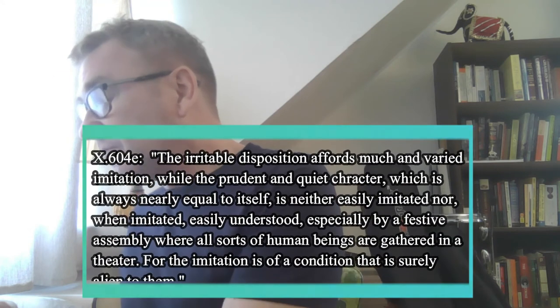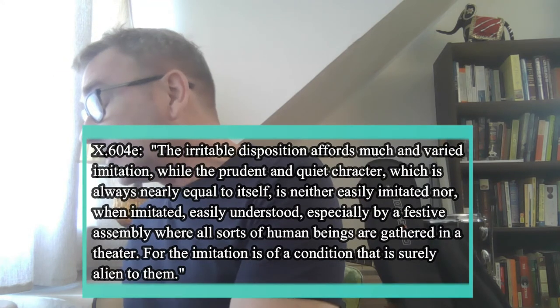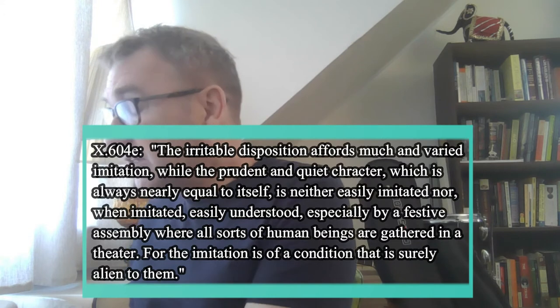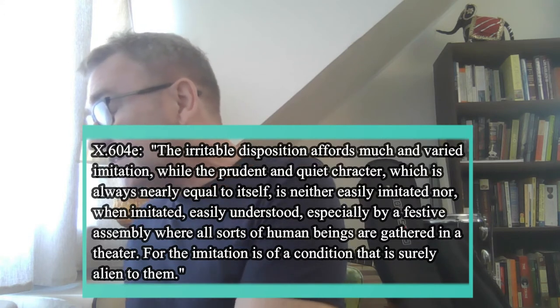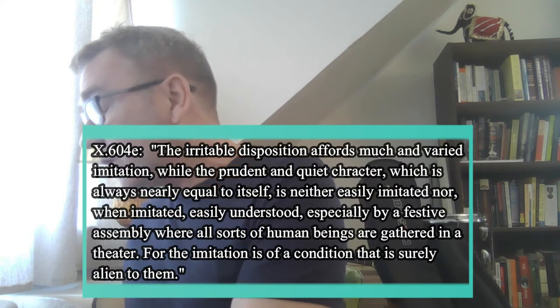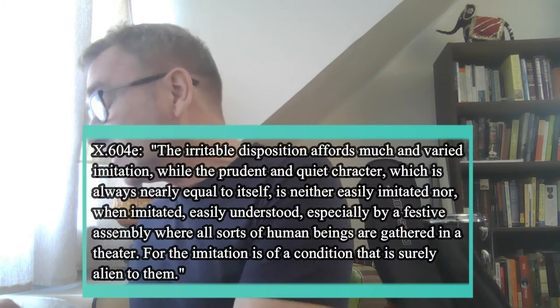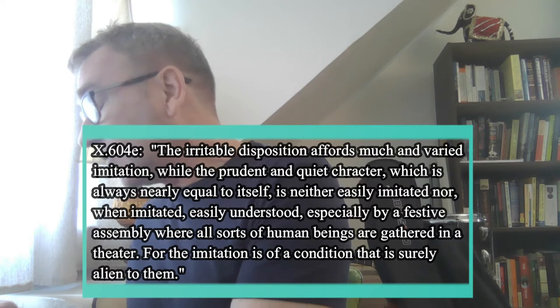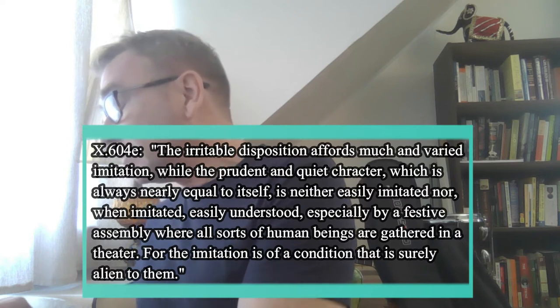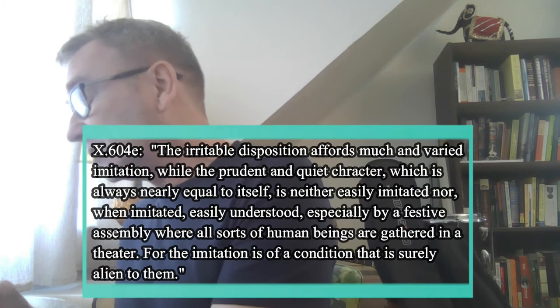But then also, you know, he says at 604e, he's talking about imitation of characters in tragic drama, and he says, "The irritable disposition affords much and varied imitation, while the prudent and quiet character, which is always nearly equal to itself, is neither easily imitated nor, when imitated, easily understood, especially by a festive assembly where all sorts of human beings are gathered in a theater, for the imitation is of a condition that is surely alien to them."